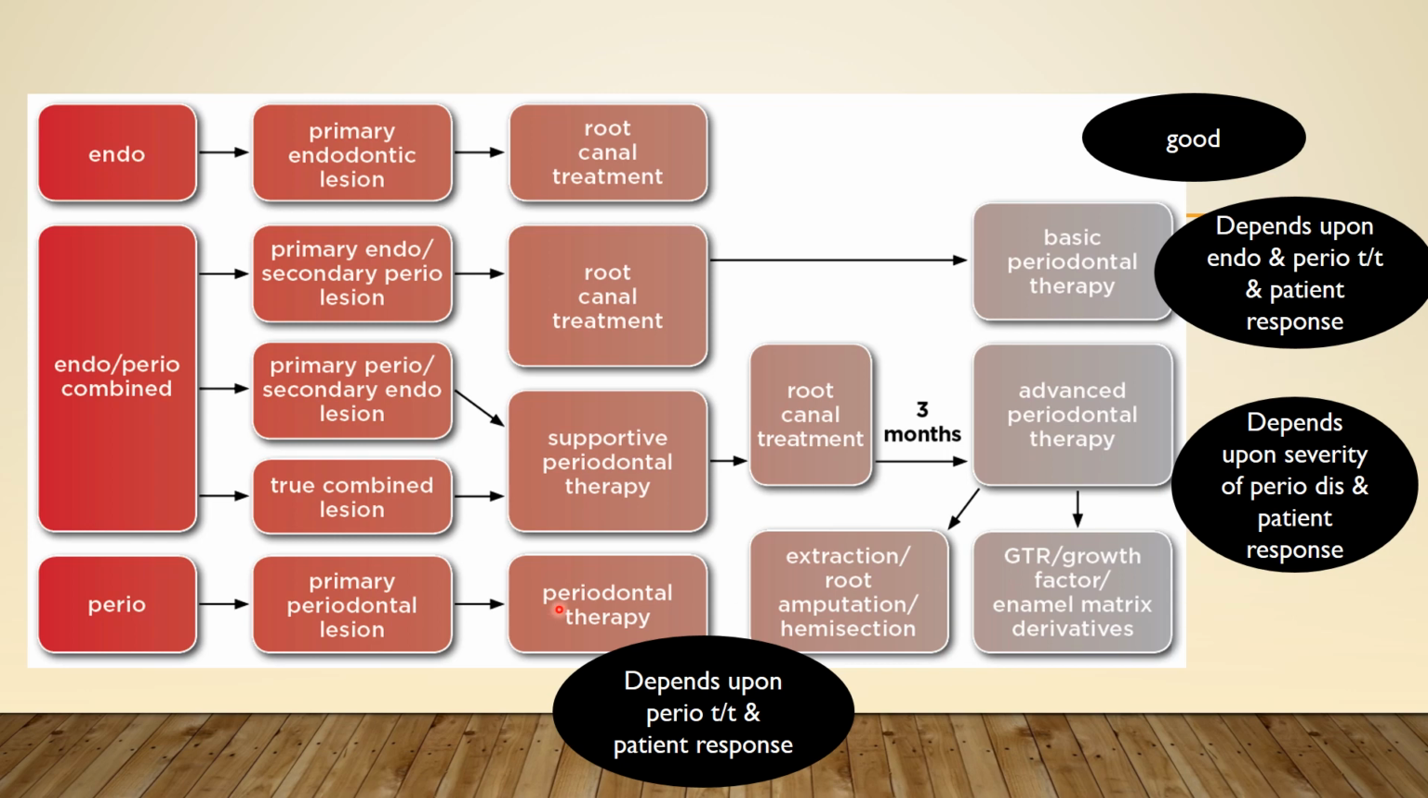Next is the primary periodontal lesion, which is treated with periodontal therapy. First, phase 1 therapy. If it is not resolved by phase 1 therapy, it will lead to surgical therapy. The prognosis always depends upon the perio treatment and patient response. So this is a decision tree for endoperio lesions and their prognosis. Okay, so that's all about endoperio lesions.